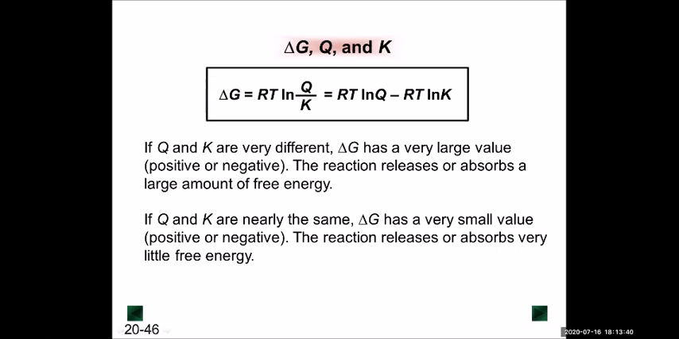When Q and K are very different, you get a ratio either very large or very small. The delta G is either very negative or very positive. It means the reaction is not at equilibrium. It will still proceed to reach equilibrium, and along the way, either give away free energy, do useful work, or absorb free energy. So either of these two. If Q is close to K, that means the system is not far from equilibrium, and not so much work can be involved, either lost or gained. Not so much free energy change is involved. So anyway, this gets to the final end point.